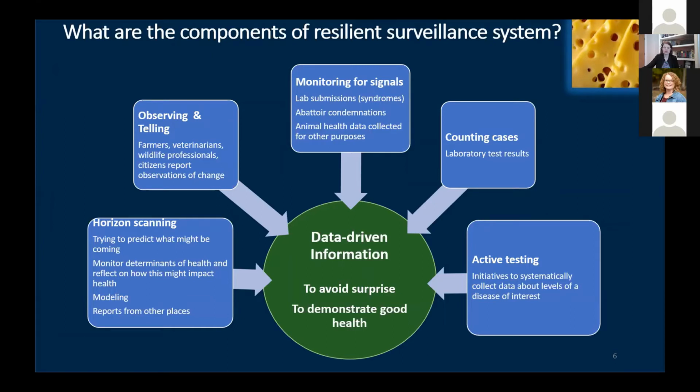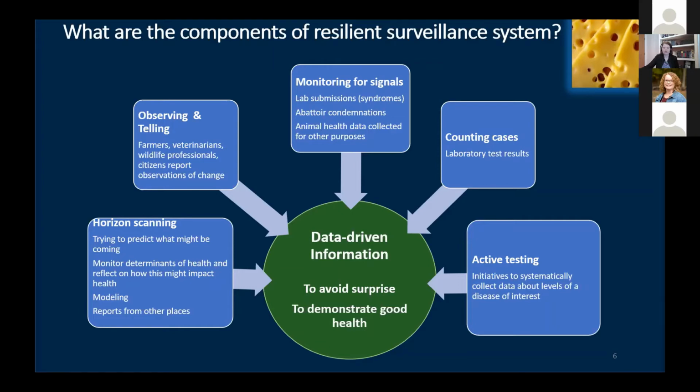This is sometimes described as a Swiss cheese model, where you think about slices of Swiss cheese stacked together. Each component is imperfect and has holes, but when you layer them together, you're more likely to not let anything through. And for animal health, the blue text boxes list some of the components we use as surveillance tools. So what we have in our surveillance toolbox.